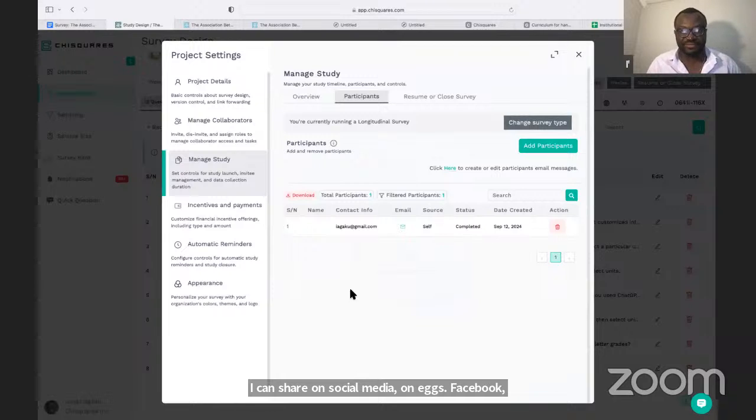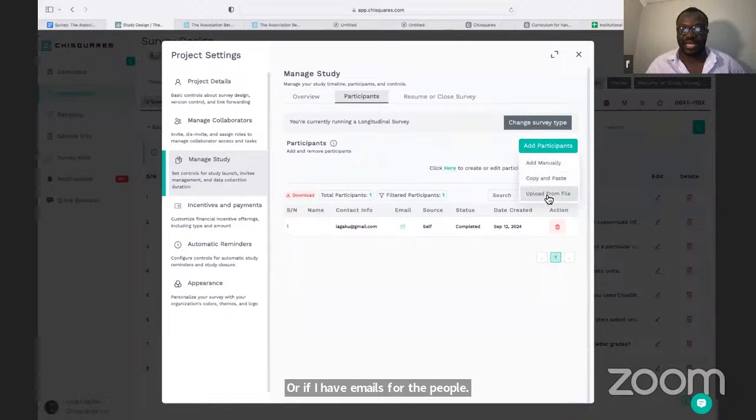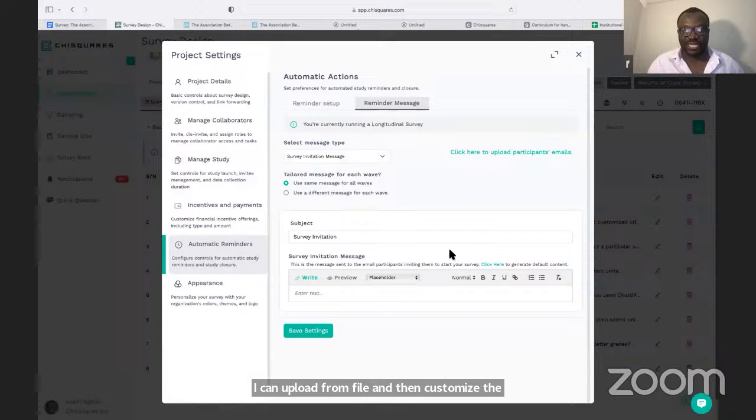Or if I have emails for the people, I can decide to upload their emails. So I click here and say, let's say I have a whole spreadsheet with emails. I can upload from file and then customize the messages they are going to get. Once I upload, I can say, this is the message that will be delivered to the individuals. Now, on the Chisquares platform, the beautiful thing here is that you can choose to specify the messages for each wave, or you can say, just deliver the same email to all the waves.